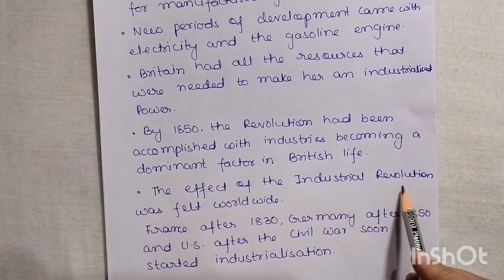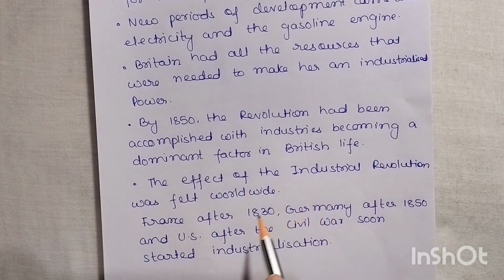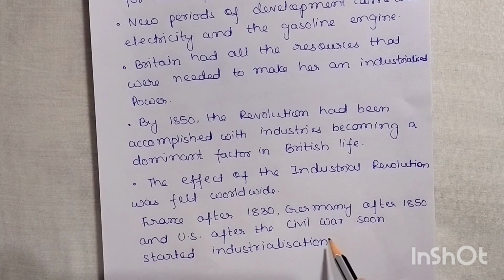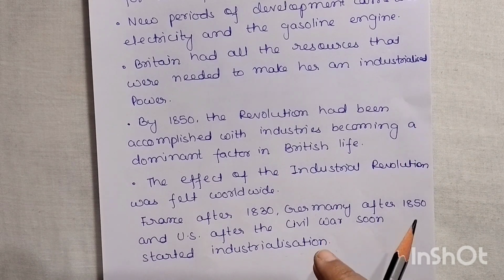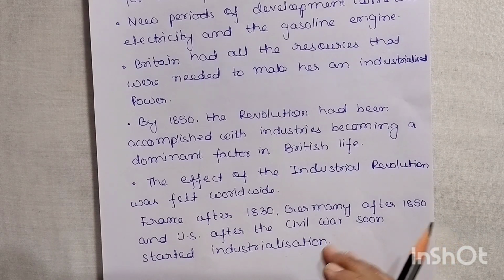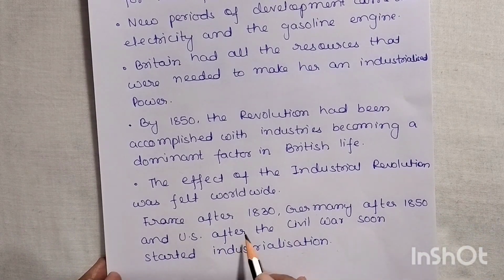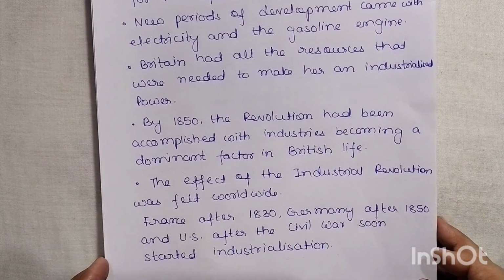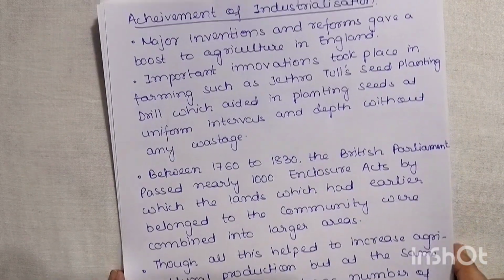The effect of the Industrial Revolution was felt worldwide, not only in Britain; it also influenced other countries. France after 1830, Germany after 1850 and the US after the Civil War soon started industrialization. Here also we see a change in the production system, and agriculture shifted to the use of machines. So the Industrial Revolution had begun there. Now during this, we have also seen some achievements of industrialization. So what were they? Let us see.